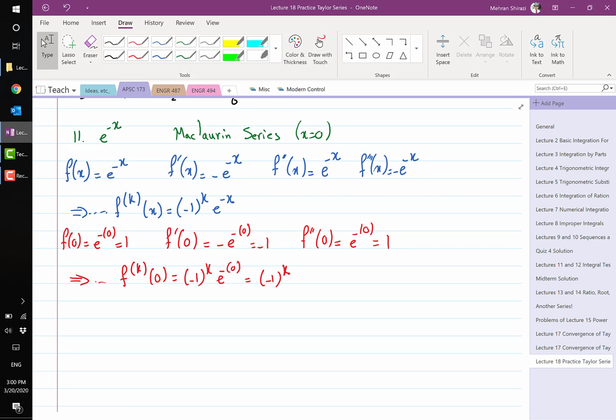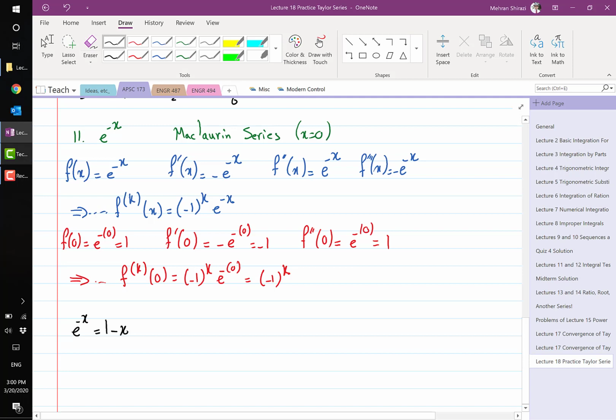We can write the Maclaurin series based on the definition of it. Just look at the definition of the Taylor series. You can see e to the power of negative x is f of 0, because it's Maclaurin, x is 0, the center is 0, so we have 1. Then we have f prime at 0, which is negative 1, times x minus a. a is 0, so we have x.